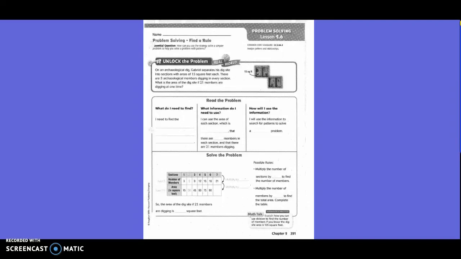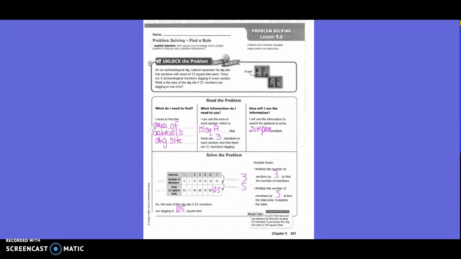Fifth grade, chapter 9, lesson 6. Problem solving, find a rule. Unlock the problem. On an archaeological dig, Gabriel separates his dig site into sections with areas of 15 square feet each. There are 3 archaeological members digging in every section. What is the area of the dig site if 21 members are digging at one time?